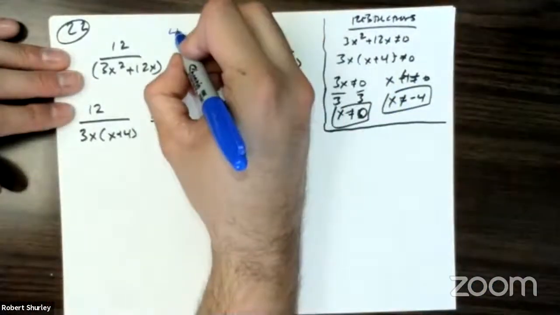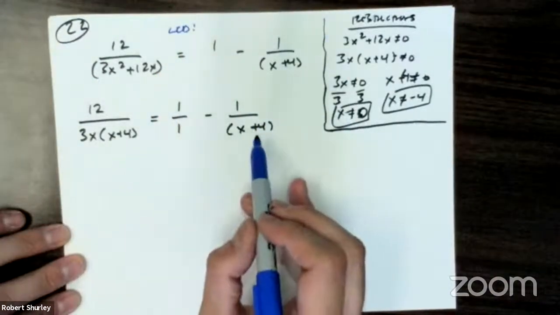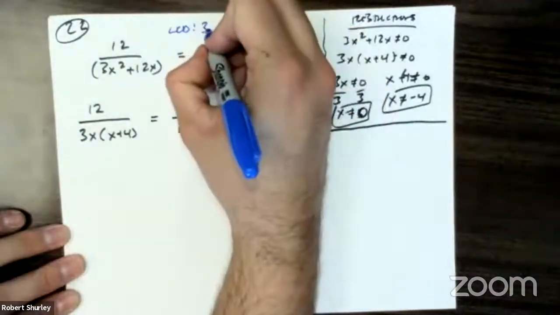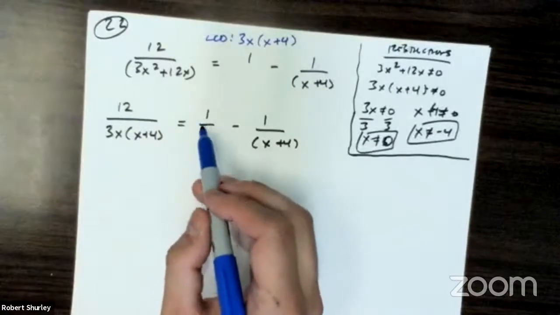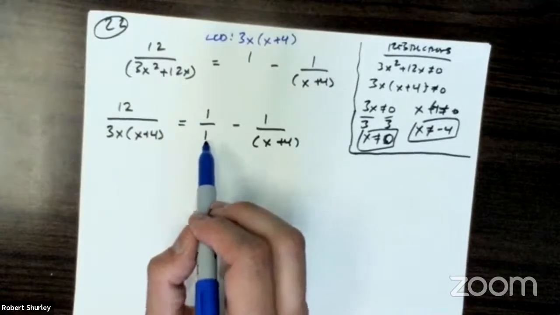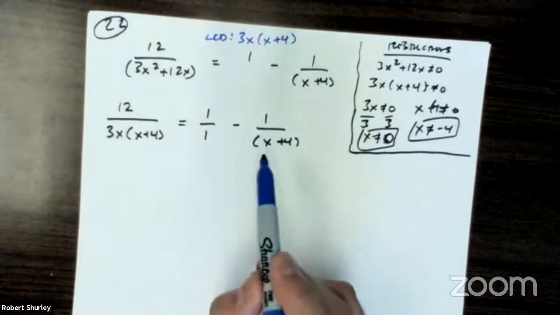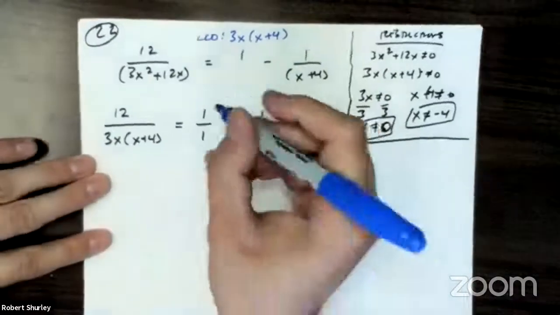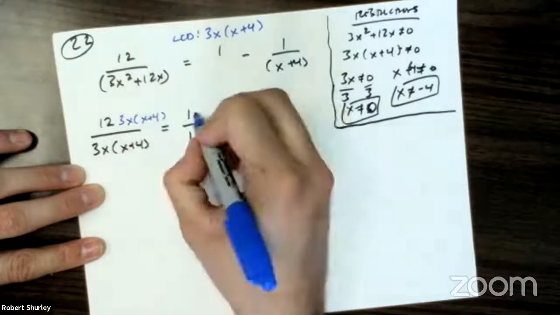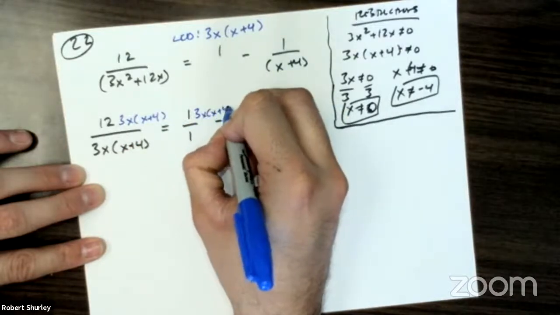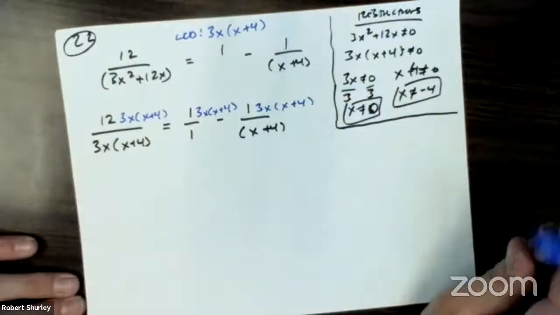So our LCD here, we're going to look at common factors. There's a common factor of x plus 4 in both of those, and there's a 3x over here. So it's just 3x times x plus 4. We don't have to worry about the 1 because we don't have to cancel a 1. But the 3x and x plus 4 will cancel this entire denominator, and it'll cancel the x plus 4 over here. So we're good. I'm going to multiply every single one of these, all 3 of them, by 3x and then x plus 4.